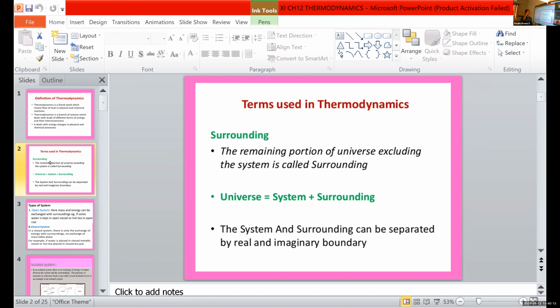That means if you are an independent system, apart from you, whatever is in the universe is the surroundings. If you are sitting in a small part of a room, excluding the space you occupy, because you are matter which occupies space, whatever is remaining in the entire universe we can call surrounding.